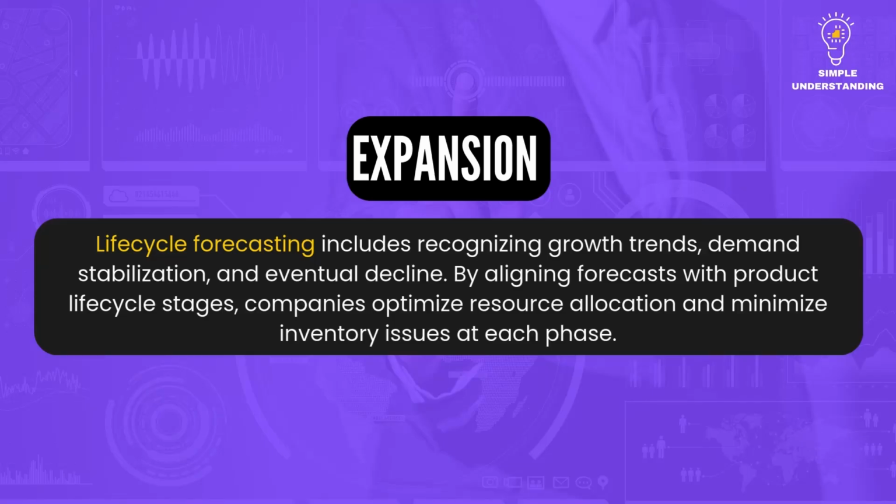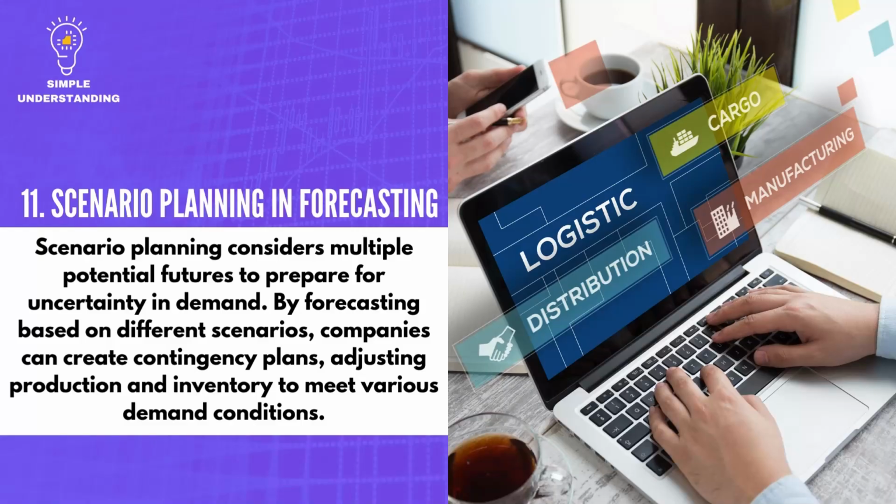Expansion. Life cycle forecasting includes recognizing growth trends, demand stabilization, and eventual decline. By aligning forecasts with product life cycle stages, companies optimize resource allocation and minimize inventory issues at each phase. 11. Scenario planning and forecasting. Explanation. Scenario planning considers multiple potential futures to prepare for uncertainty in demand. By forecasting based on different scenarios, companies can create contingency plans, adjusting production and inventory to meet various demand conditions.